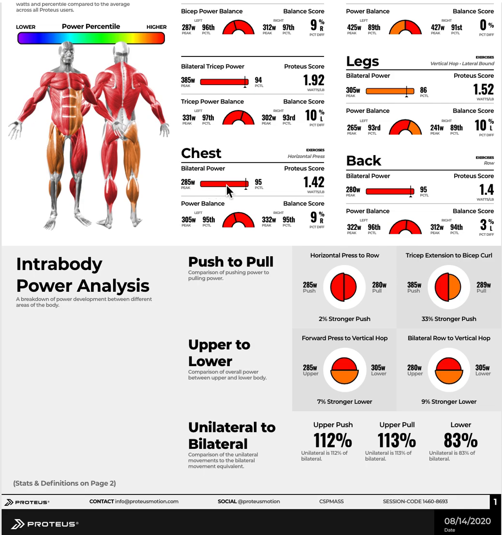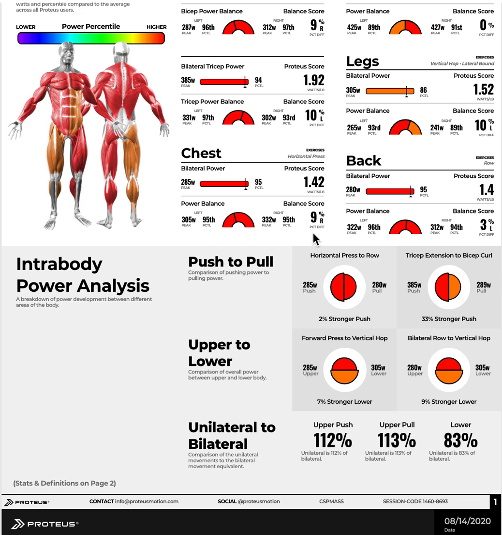As you can see, represented by this straight bar, this is going to be your bilateral power movement. So for example, a two-handed chest press. And then you have this moon-shaped crescent, which represents your unilateral comparisons between your left and your right side. As you can see, you have a breakdown in power wattage for each of these movements, as well as a percentile rank on how you stack up against other individuals that have completed the same movement.